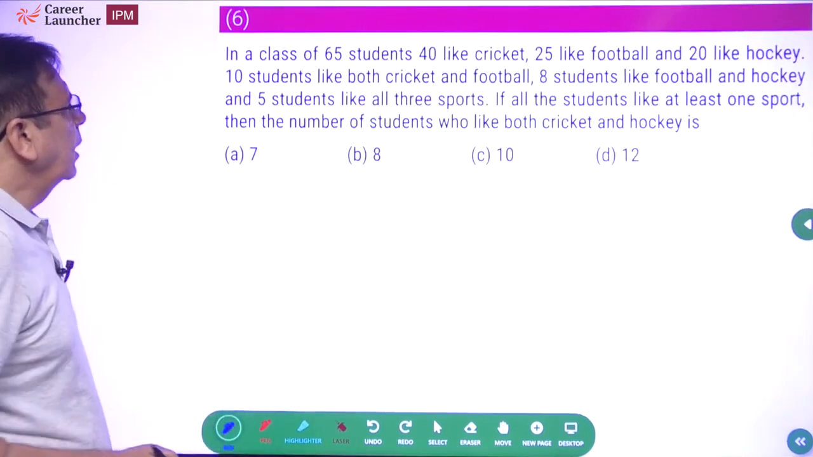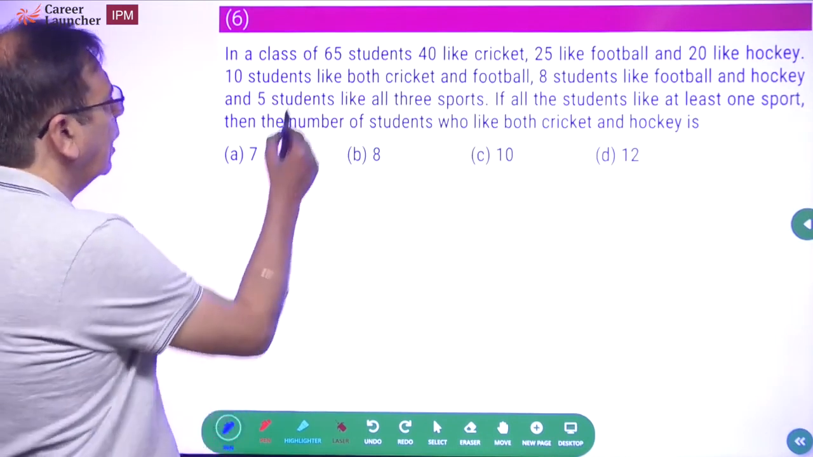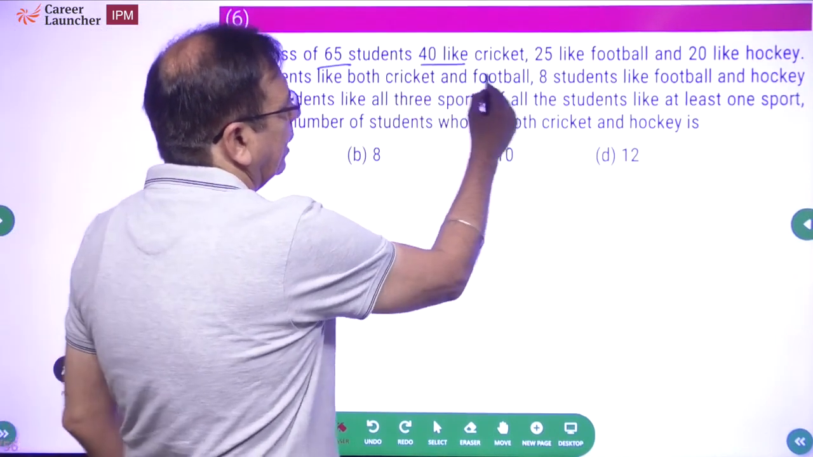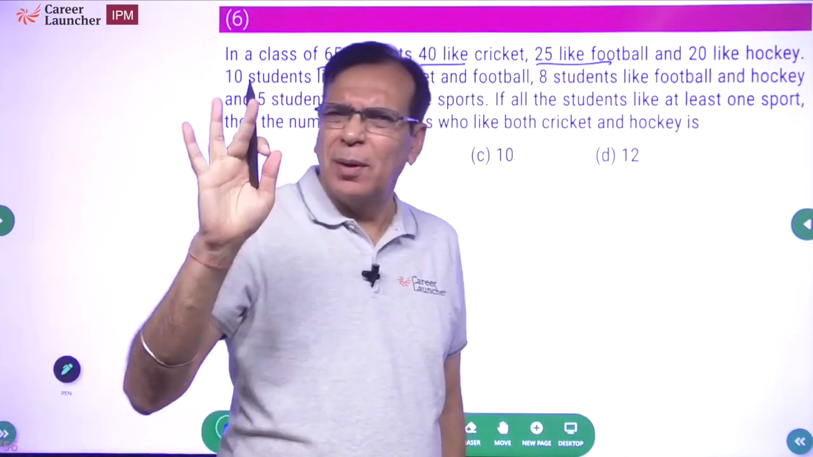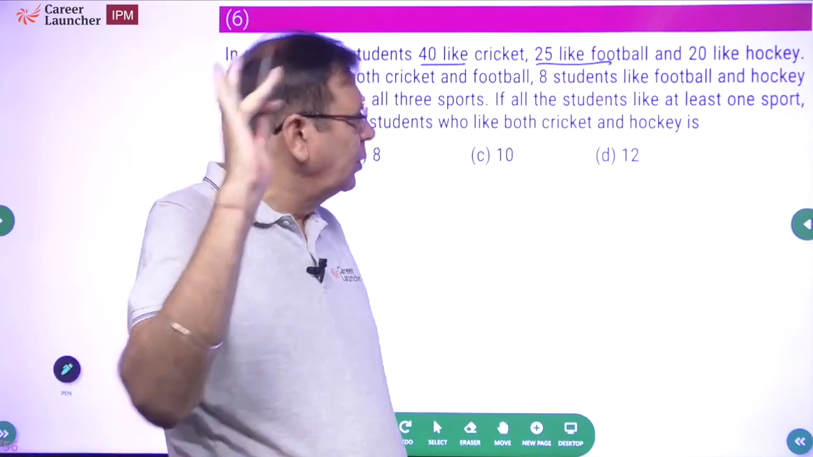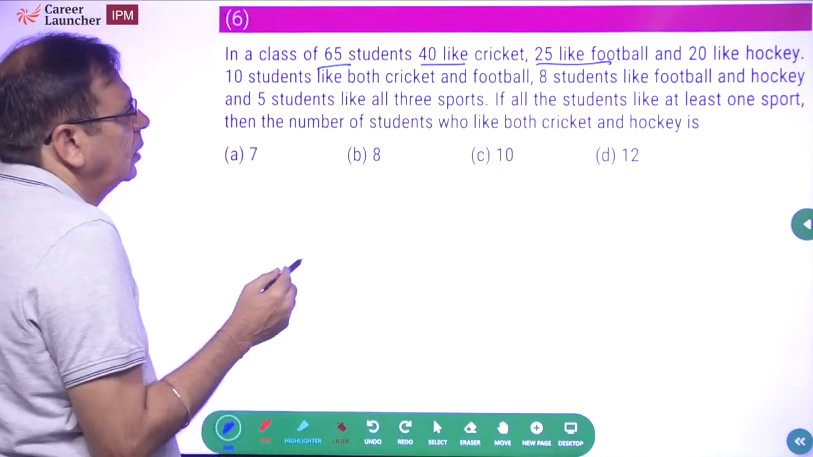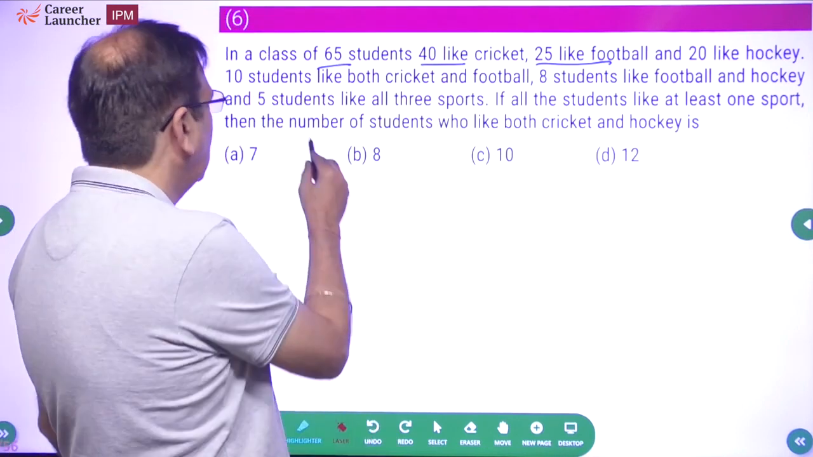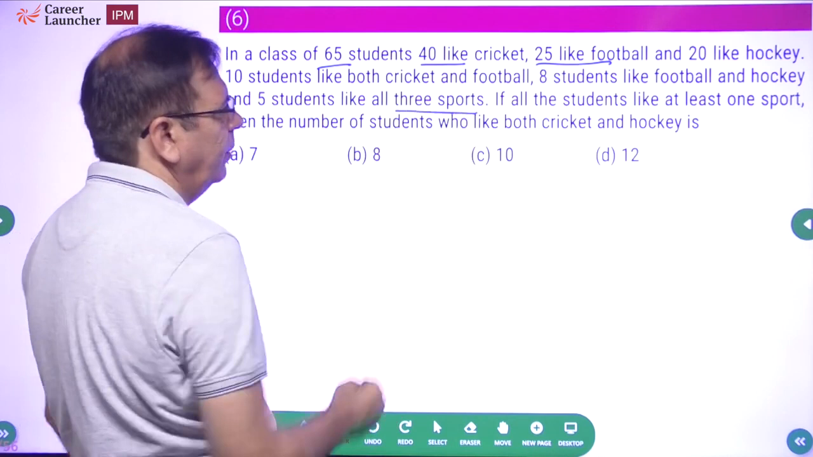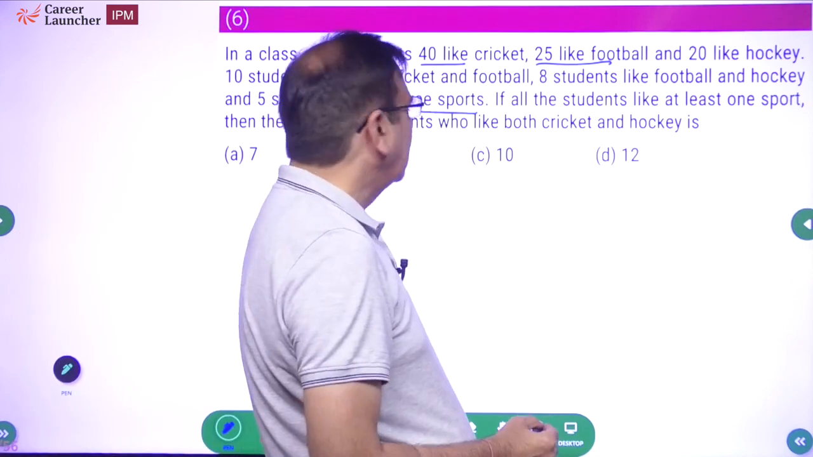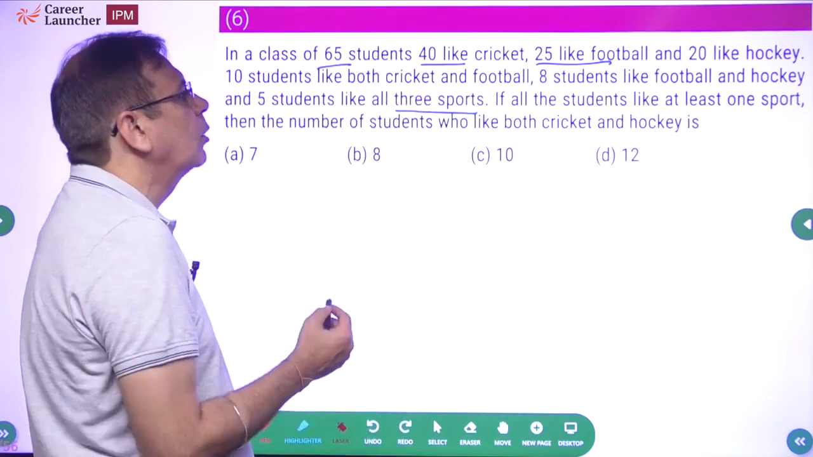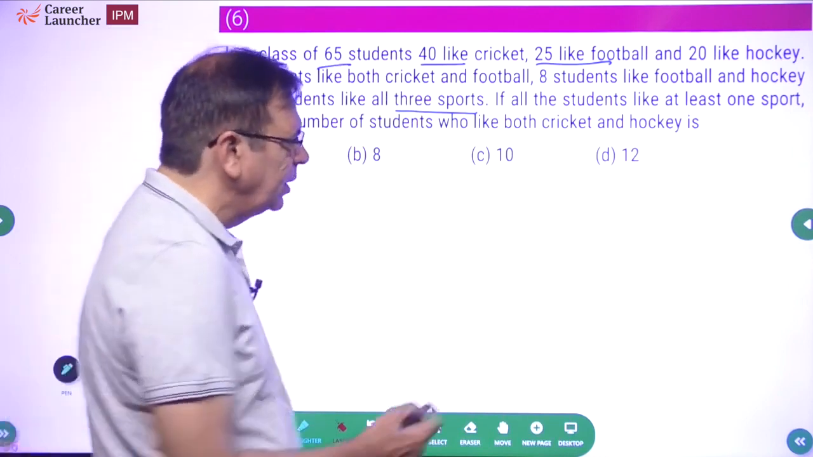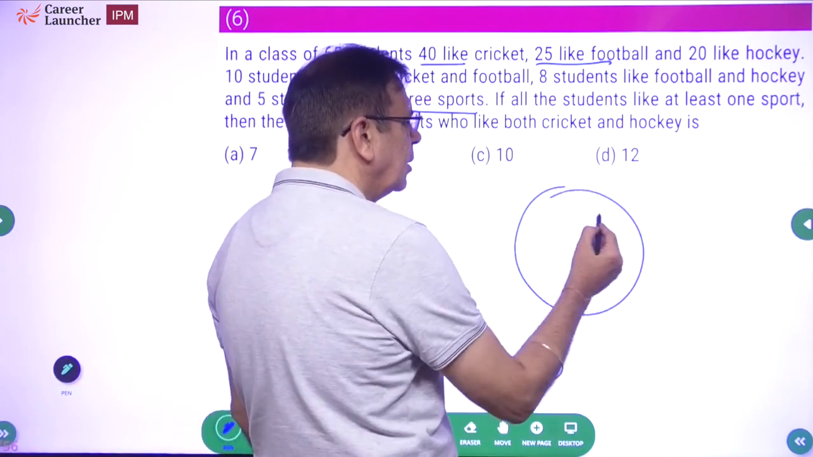Okay, question 6. In a class of 65 students, 40 students like cricket, 25 like football. You know this is set theory, Venn diagram. So you should be willing to do it. And 20 like hockey, 10 students like both cricket and football, or 5 students like all 3 sports. If all students like at least one sport, then the number of students who like both cricket and hockey. Let's start making the Venn diagram.